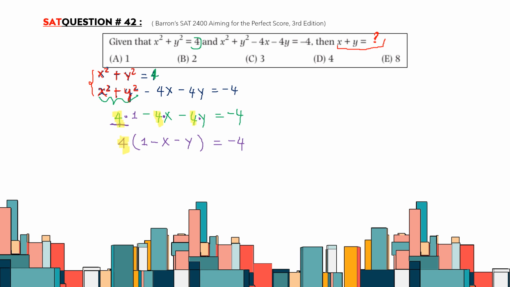Now we will divide both sides by 4. Why do we divide both sides by 4? So we can just open the parenthesis, right? This 4 divided by 4 is 1. 1 multiplied by anything is that thing, like a times 1 is a, a divided by 1 is a. Always keep it in mind, okay? So that cancels to 1, and we open the parenthesis. We have 1 minus x minus y equal negative 1.